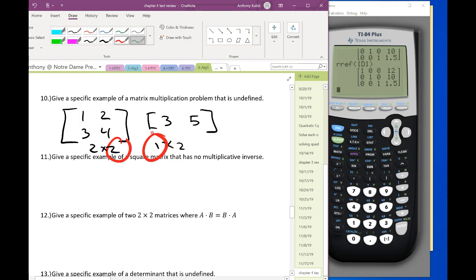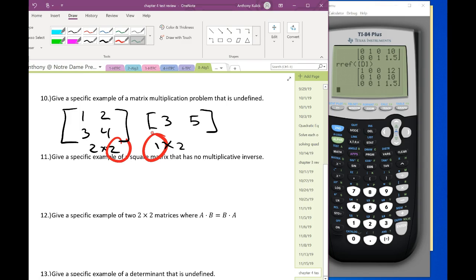Correct. The inside parts of the dimensions. If I did this in the other order, would it be okay? Yes. So you have to make sure that you have the inside dimensions matching. There's an infinite number of examples; you just have to have the dimensions not match up in the right way. Is that cool? Okay.